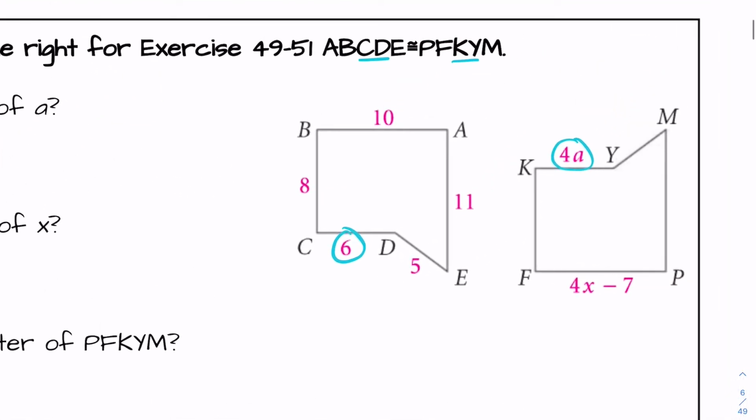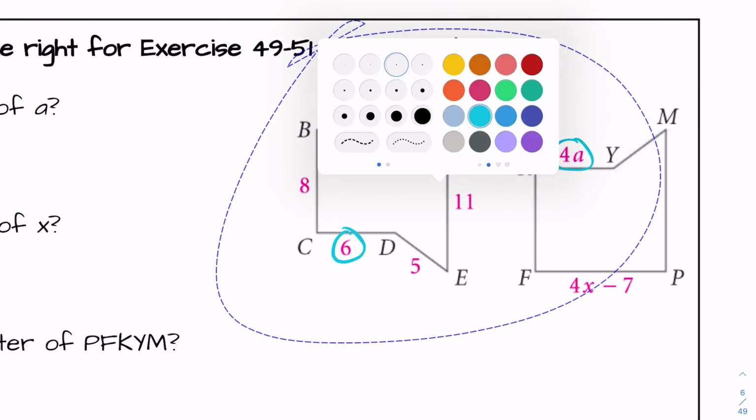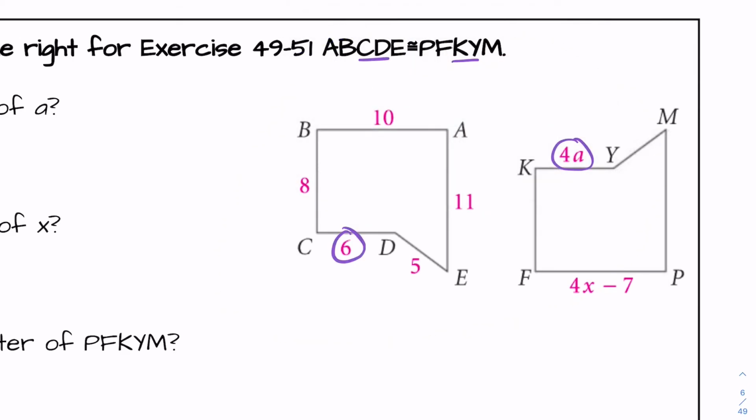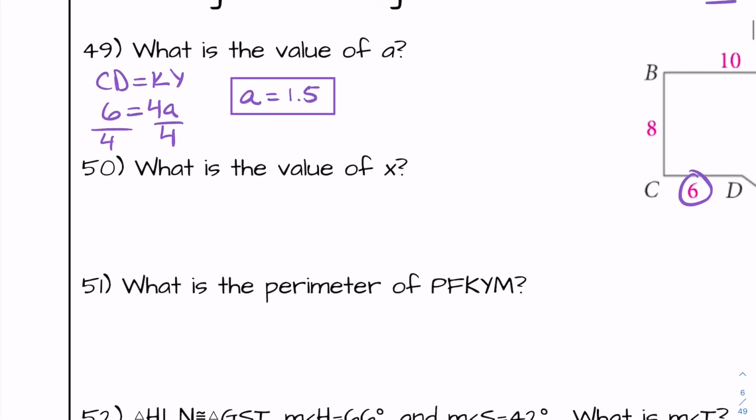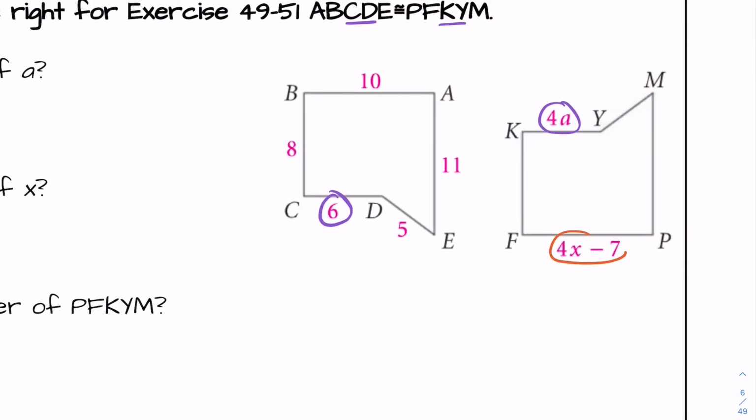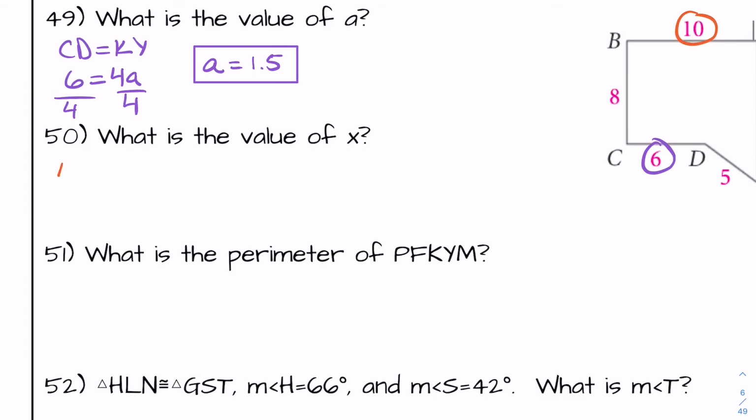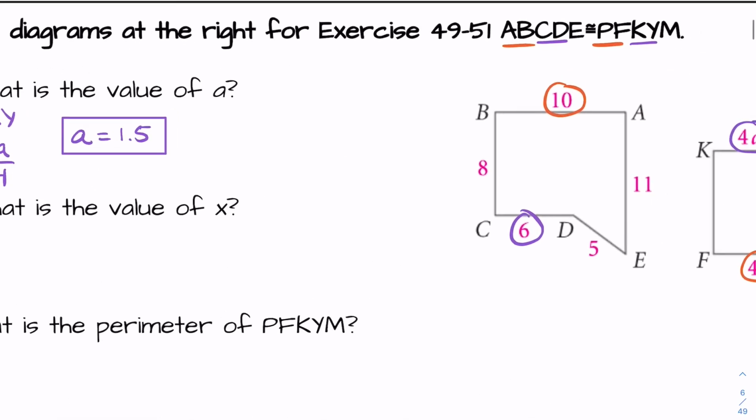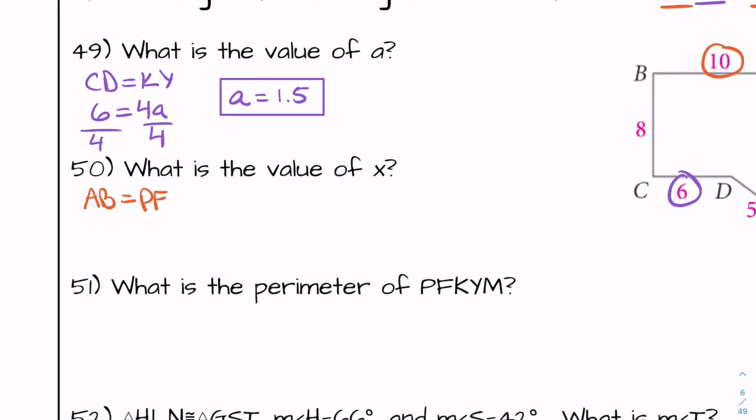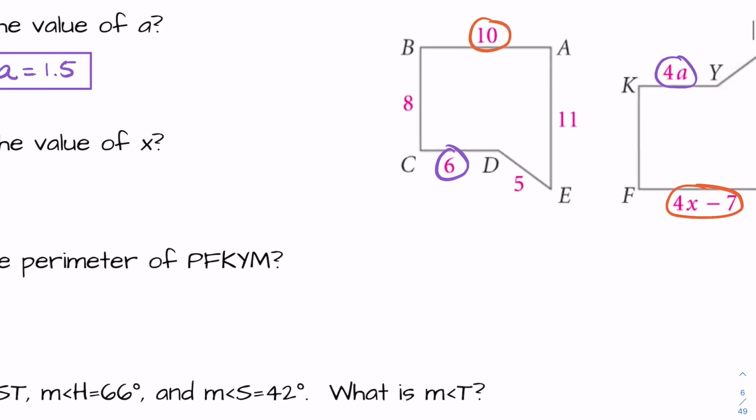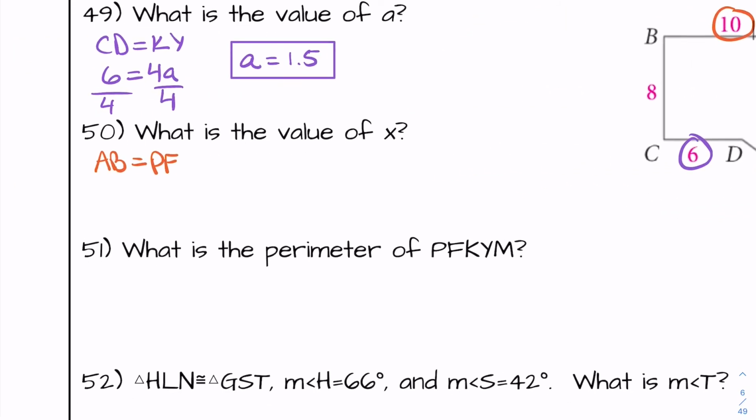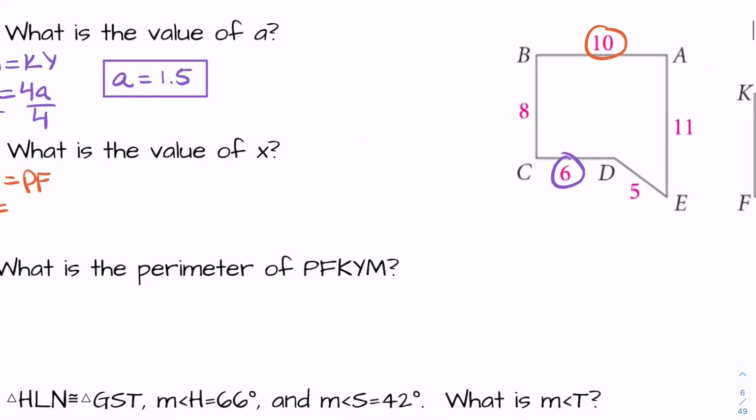Now I'm going to change this to purple, sorry, because I'm just trying to alternate colors. Now in orange, I'm looking to solve X. So X right here, FP is congruent to AB, or PF is congruent to AB. So AB equals PF. Oops, no line segment if we're talking equality. So AB is 10, and PF is 4x minus 7.